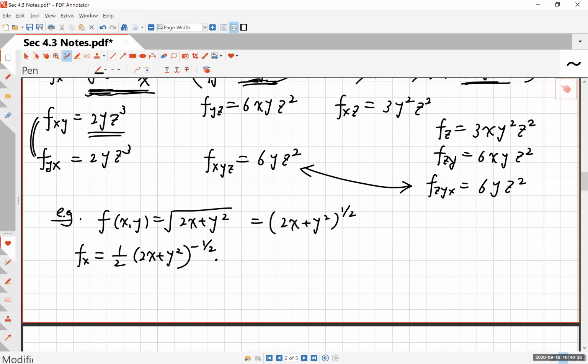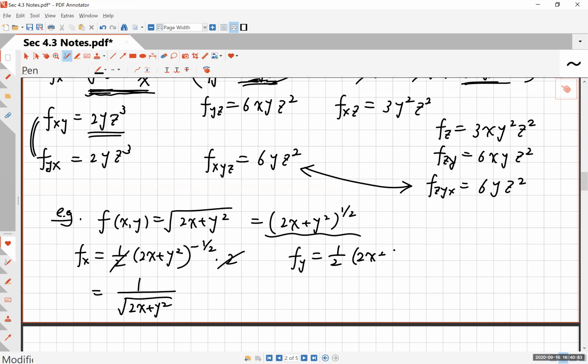Okay, but that's not it, right? You take the derivative of the inside function with respect to x. That would be 2. Okay, so then this and this will cancel. The answer will be 1 over the square root of 2x plus y squared. Just want you to know that. And then f sub y, okay, so think of this. Take the partial, it's 1/2.